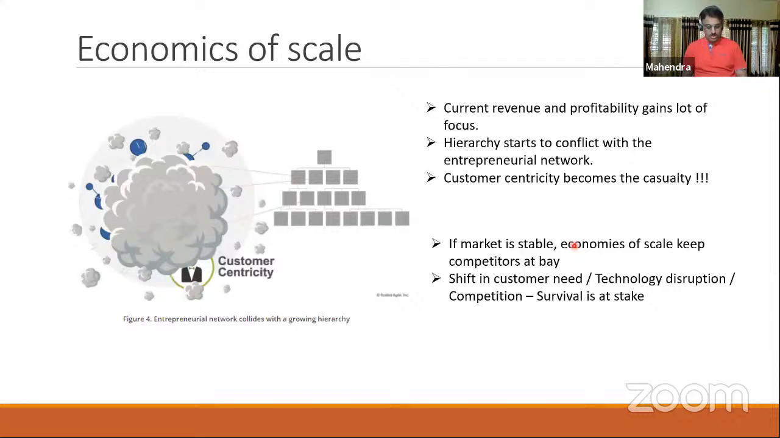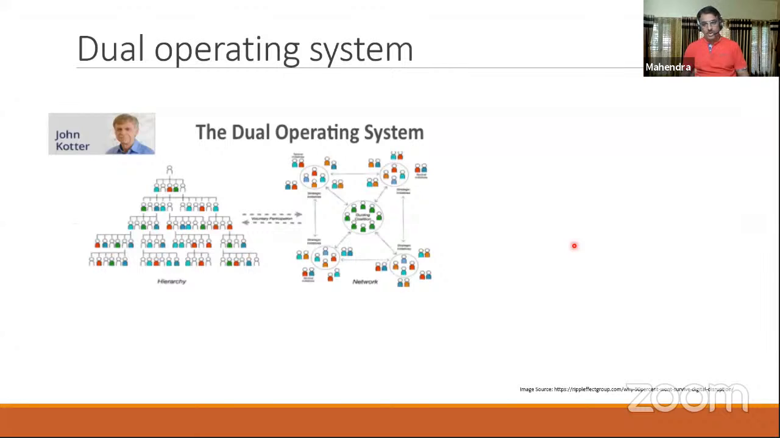However, in the VUCA world, the volatile, uncertain, complex, ambiguous world, there's always a shift in the customer need. There could be a technology disruption, or a competitor coming up. Then survival is at stake. Now, how do we handle this situation? How do we keep the entrepreneurial spirit alive in the organization, as well as take benefit of the hierarchical structure?